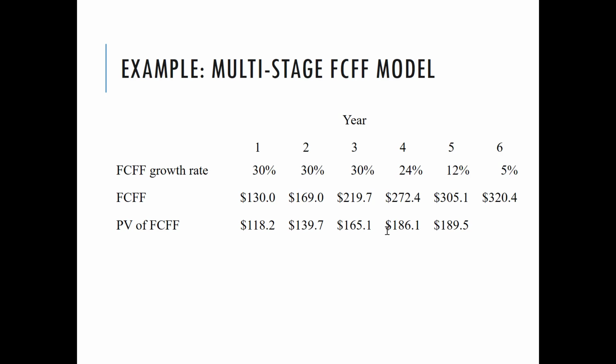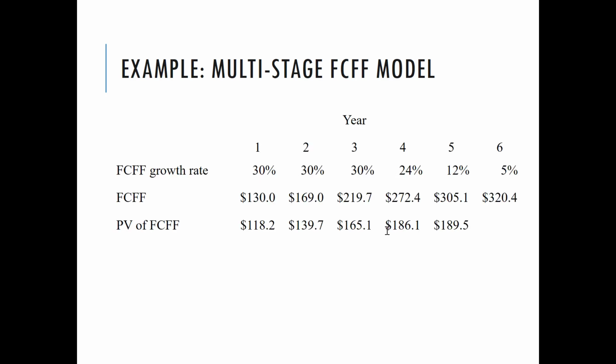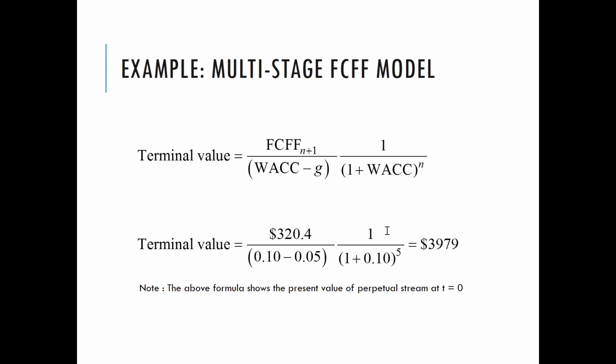So once you have those individual cash flows, year 1 to 5, you still need to value the perpetuity. So what's going to happen in year 6 and onwards? Once you're in year 5 and you have estimated this, what's going to happen thereafter? In order to do this, we need to use the perpetuity formula. The perpetuity formula says FCFF n plus 1, which just means the next period. When we're valuing the perpetuity, we're always valuing it in year 5 here. So we need to know FCFF plus 1, which is year 6. Year 6 is 320.4, which is why we have 320.4 there.